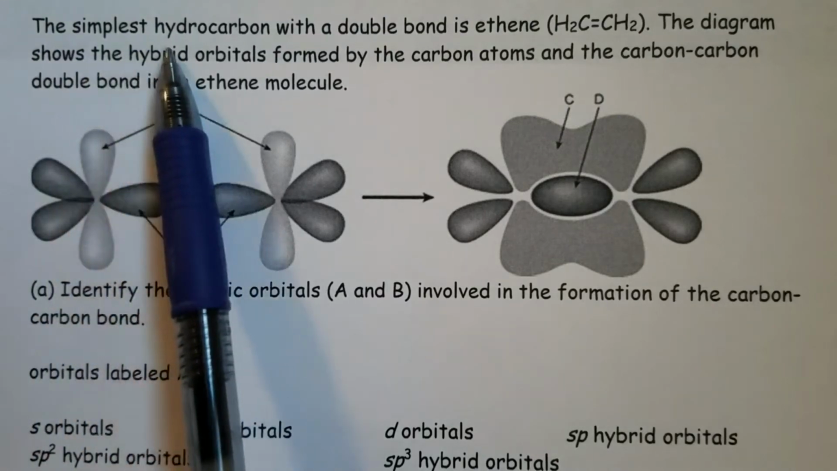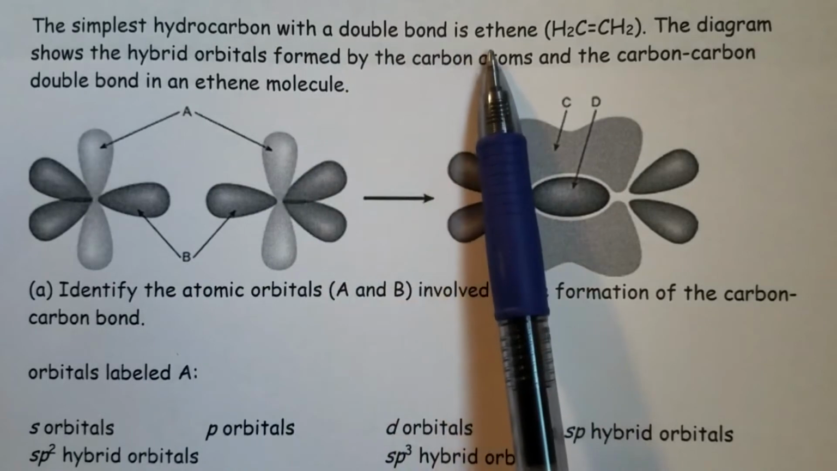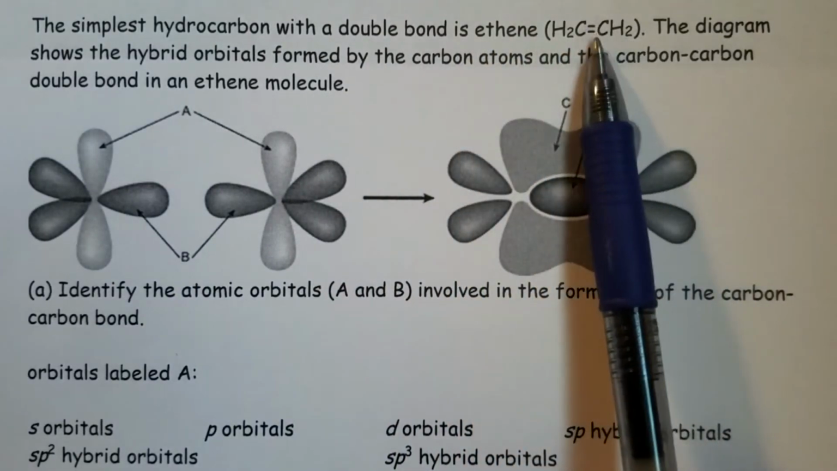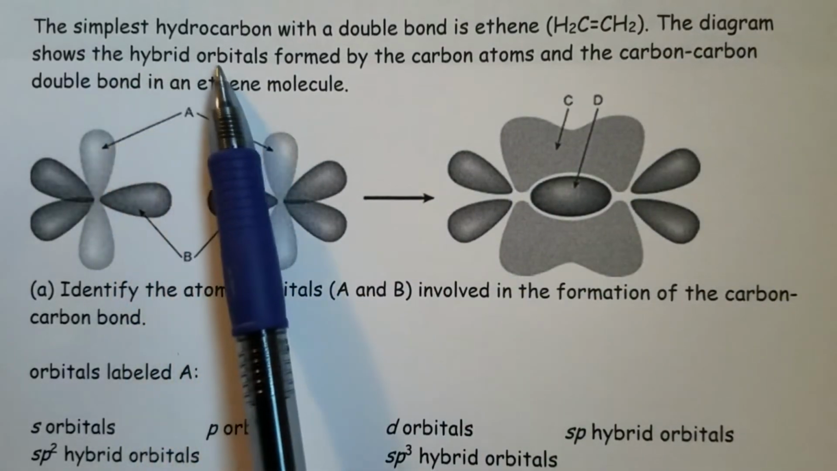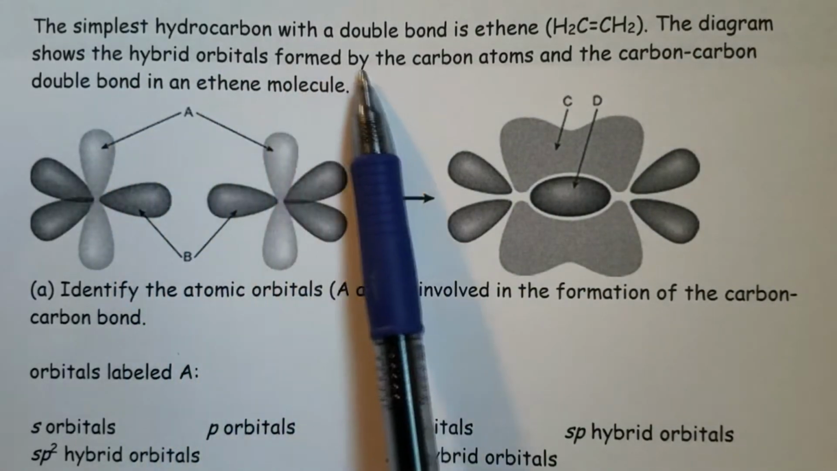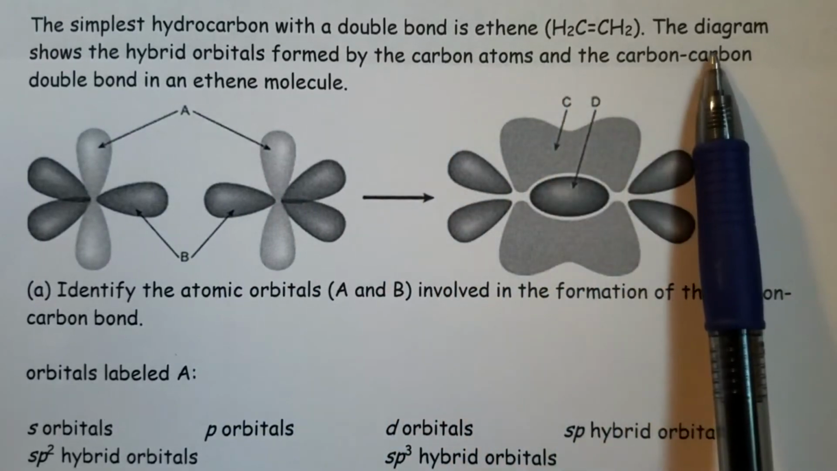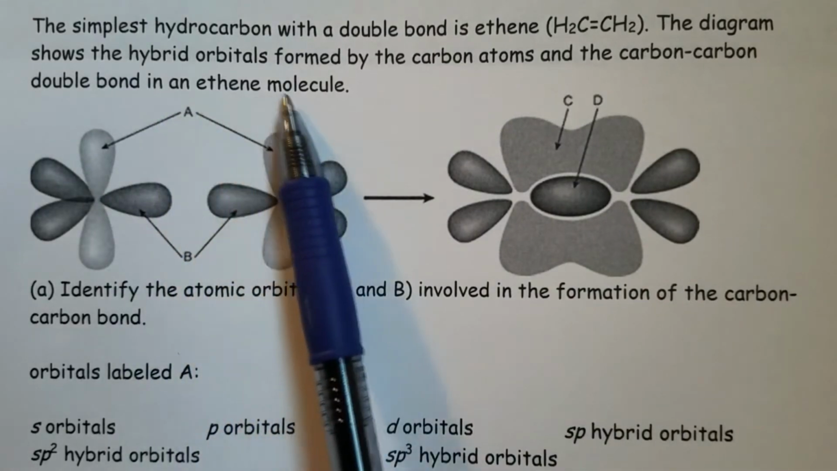The simplest hydrocarbon with a double bond is ethene. A double bond right here. The diagram shows the hybrid orbitals formed by the carbon atoms and the carbon-carbon double bond in an ethylene molecule.